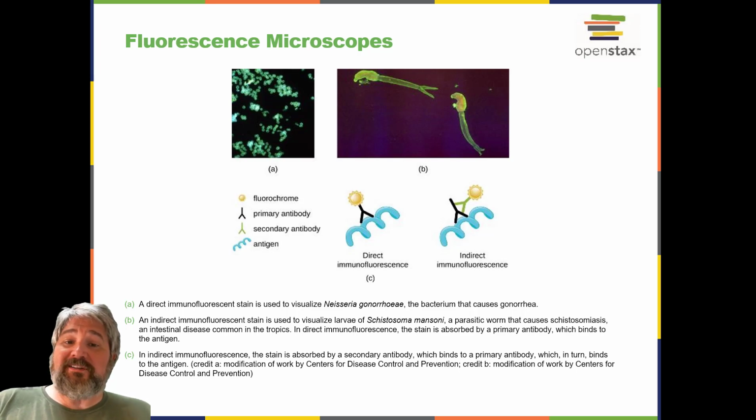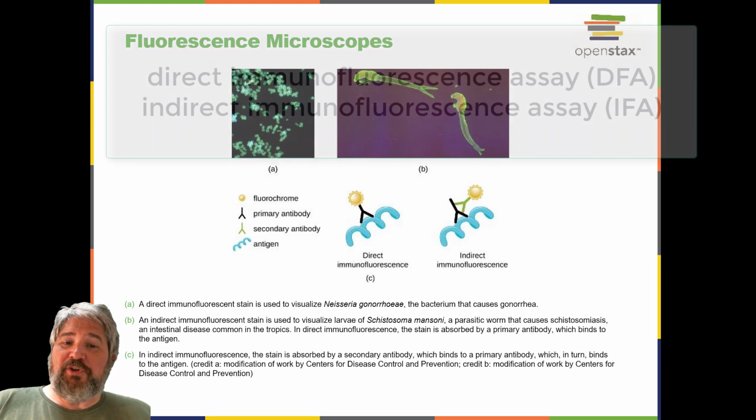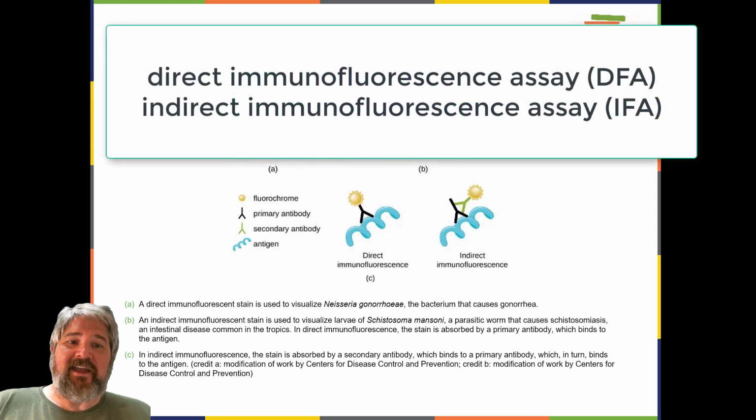One of the most important applications of fluorescence microscopy is a technique called immunofluorescence, which is used to identify certain disease-causing microbes by observing whether antibodies bind to them. Antibodies are protein molecules produced by the immune system that attach to specific pathogens to kill or inhibit them. There are two approaches to this technique: direct immunofluorescence assay, DFA, and indirect immunofluorescence assay, IFA.